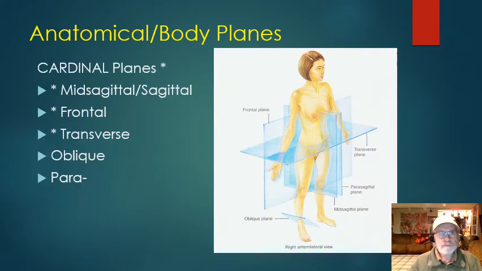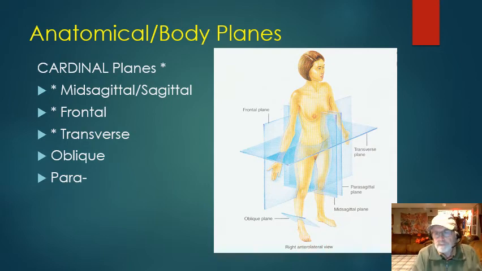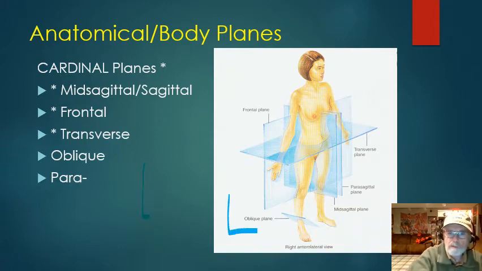Let's look at this. Now, this is an image of a person, and what we have is divided by three major planes. These are called cardinal planes. The thing about cardinal planes is, number one, they are all perpendicular to each other. So when we look at one plane, it's perpendicular to another plane, which is perpendicular to the third plane. So we have three cardinal planes.